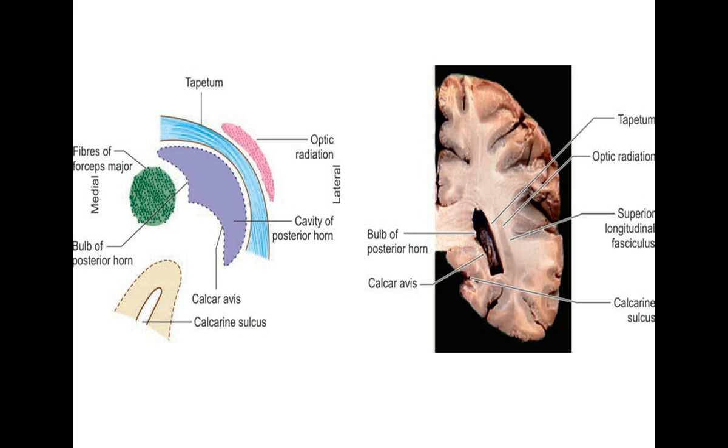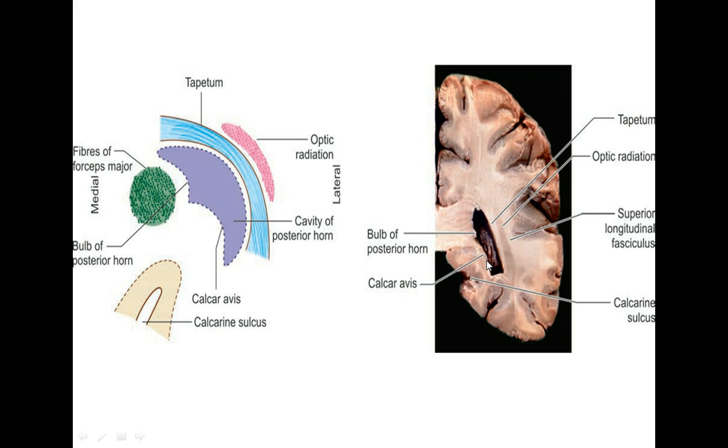Both the roof and the lateral wall are formed by the tapetum. What is the tapetum? It is a sheet of fibers from the splenium of the corpus callosum. The medial wall shows two elevations.